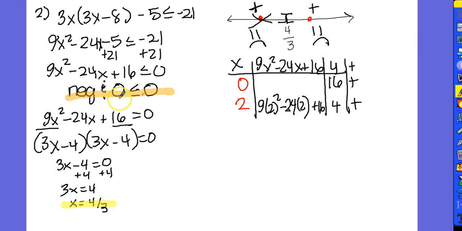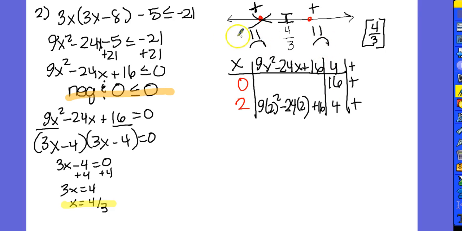We want negative. But listen, folks, I didn't get any negatives. So there's no negative answers. But there is a 0, yes? So remember what I said at the beginning. Sometimes 0 is the only solution. So this time our solution, in interval notation, is the interval of 4/3, and only 4/3.